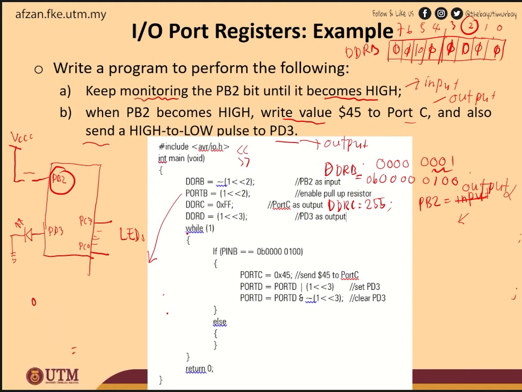You are going to use a while(1) because you want to perform this continuously. You want to keep monitoring your PB2 continuously all the time. So we use the while loop here, open curly bracket, close curly bracket. So how to check whether it is pressed or not? In order to check this, we can use the if else statement. If PINB equal 0b.